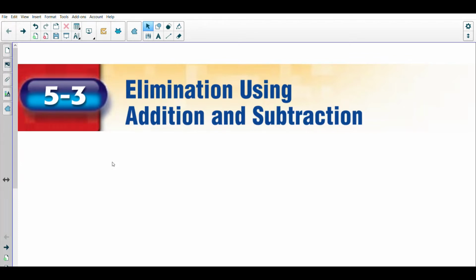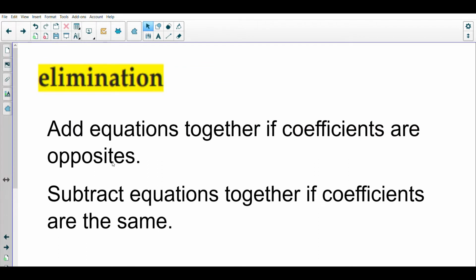So, elimination. What we're going to be looking at doing is we follow two rules about the equations. We're going to add the equations together if the coefficients are opposites. So if we see coefficients of x that are 2 and -2, that means we would add them together, because 2 plus -2 would be 0. And then we are going to subtract the equations if the coefficients are the same, so 2x and 2x. So that's what we're going to look at doing.